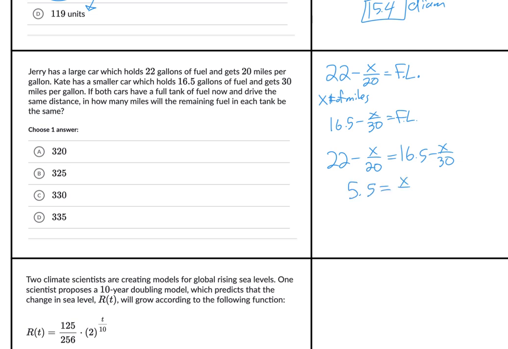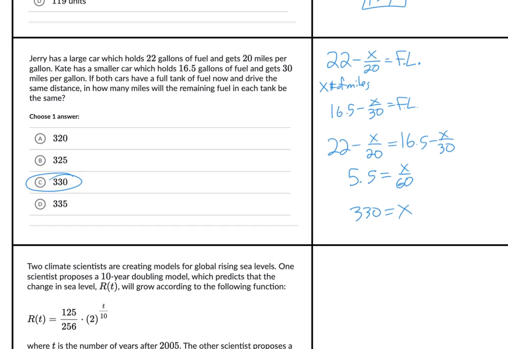So I put that in my calculator. I subtracted 16.5 from both sides. I got 5.5 equals x over 60. So x will equal 330, and x is my number of miles. So that's my answer.